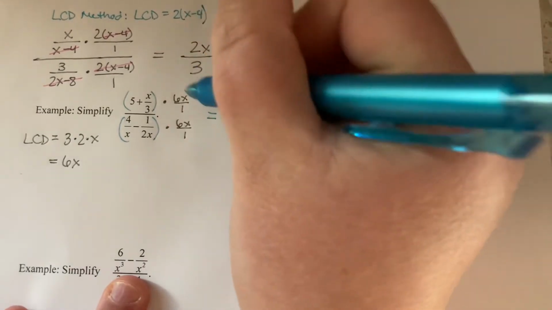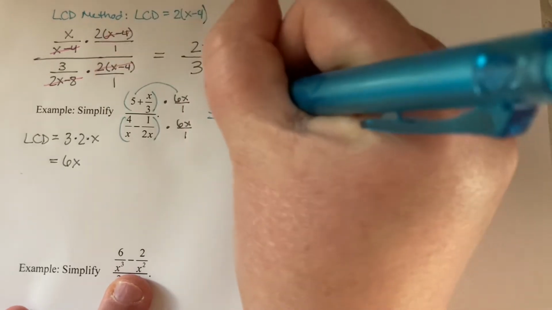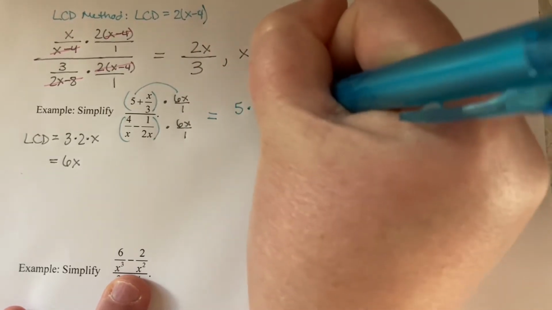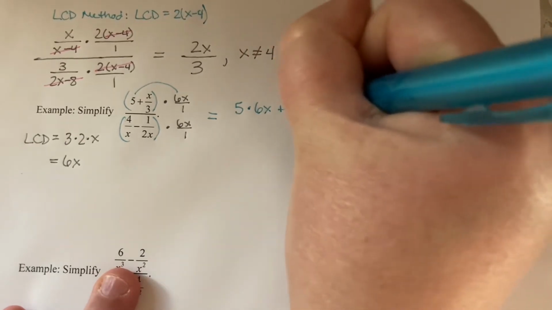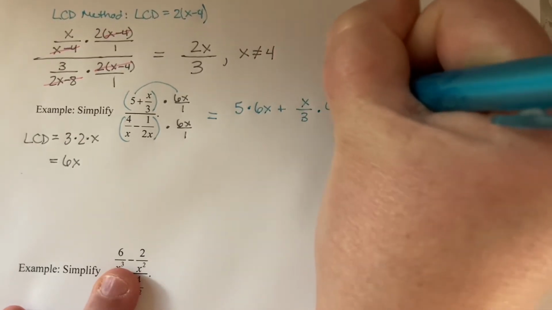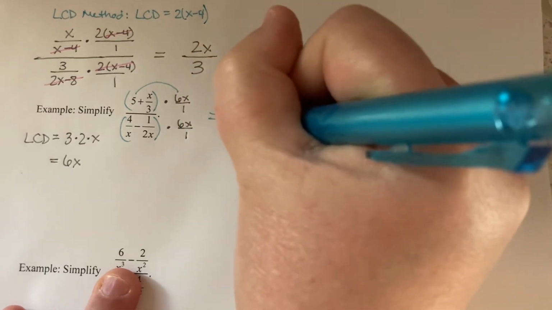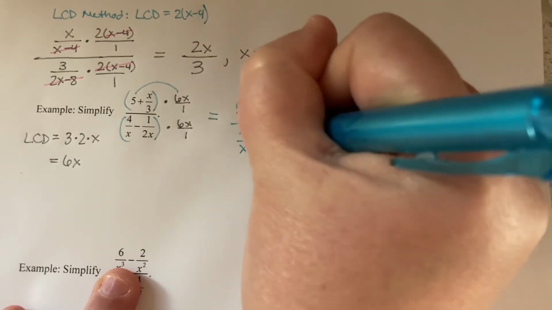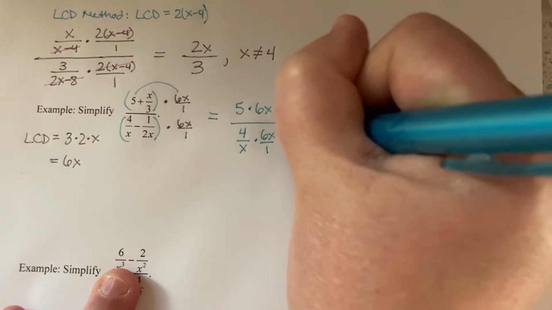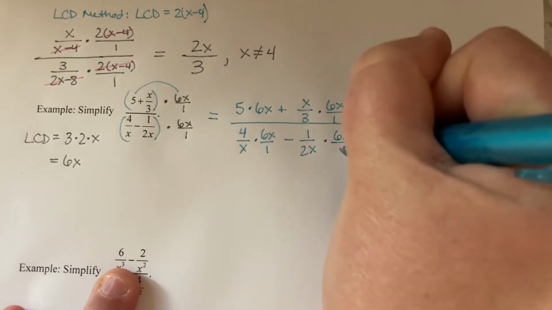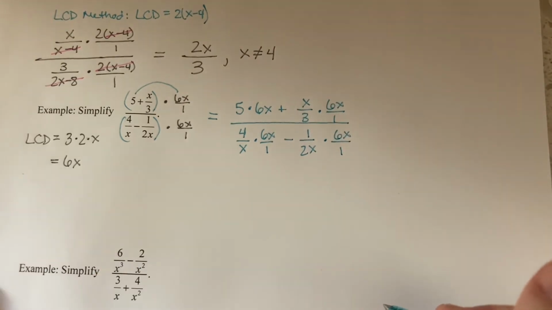So let's do it. I'm writing it out: 5 times 6x over 1, plus x over 3 times 6x over 1, over 4 over x times 6x over 1 minus 1 over 2x times 6x over 1. All right, if in doubt, write it out. It rhymes, so it must be true. Let's see what we do.